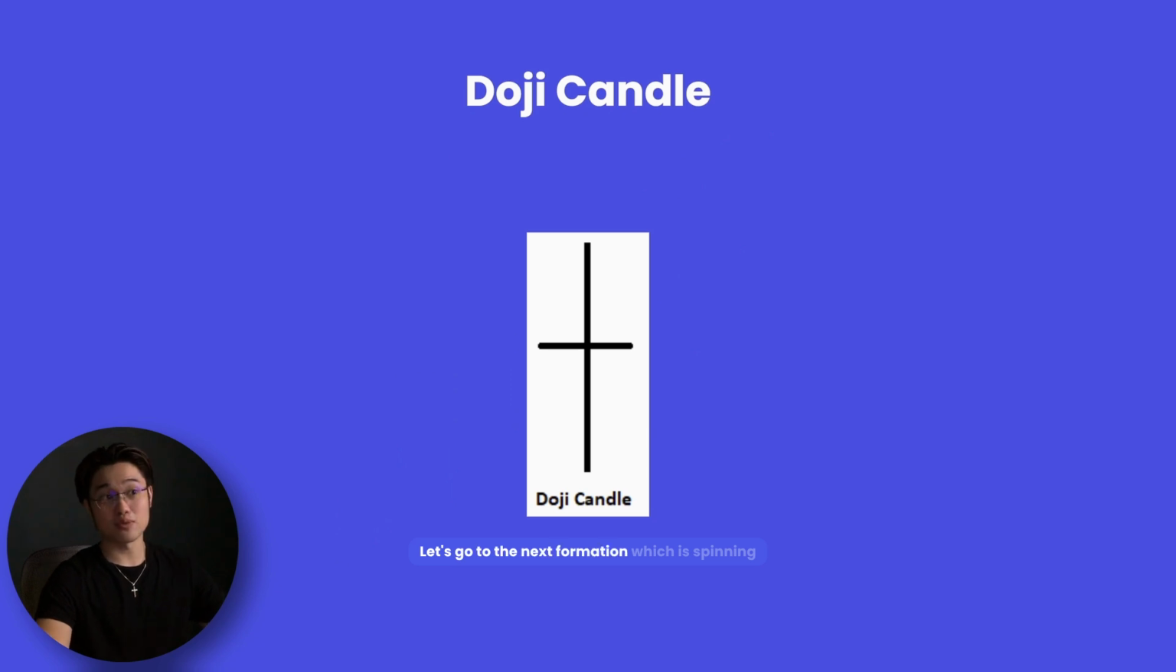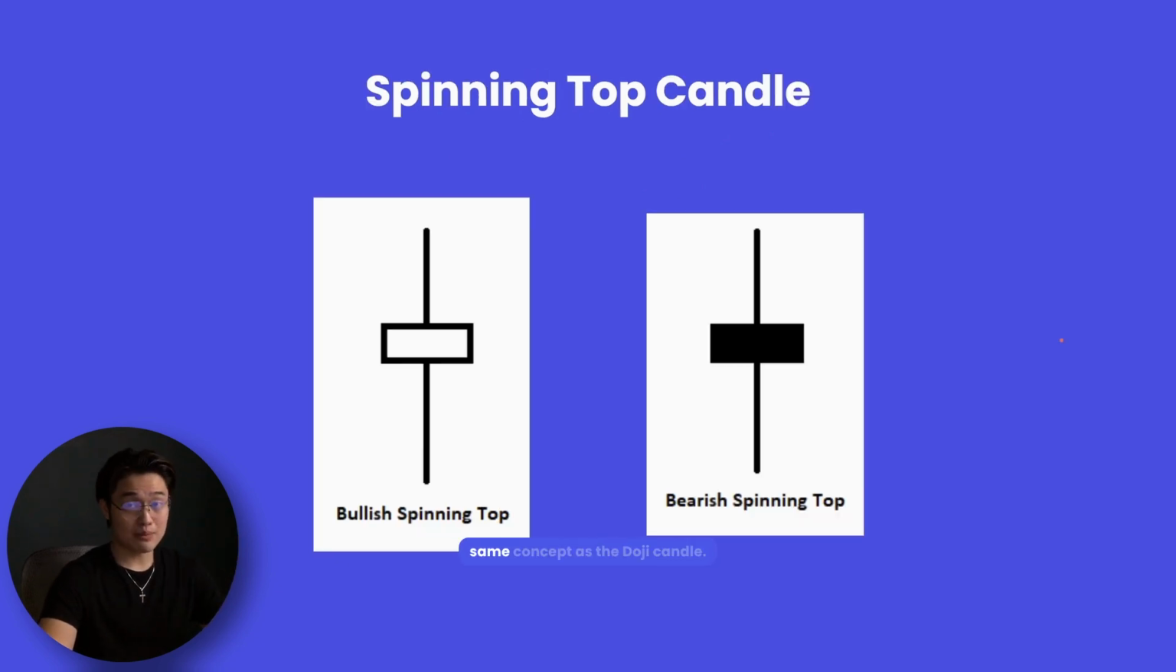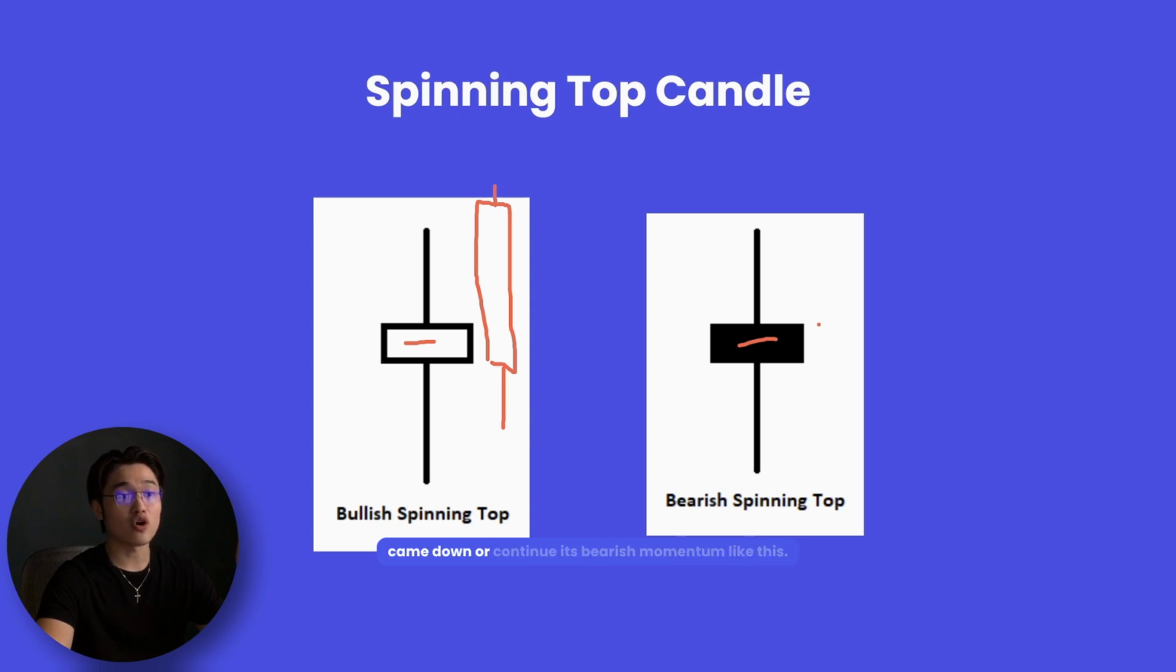Let's go to the next formation, which is the spinning top. It has the same concept as the doji candle, but there is an actual body here. This is the body here. It could be a continuation, because after the price stops or after the spinning top candle forms, for the bullish one, we are likely going to see the price continue its bullish momentum like this. It's the same on the bearish side: after a bearish spinning top happens, the price will likely come down or continue its bearish momentum like this. So it should be clear now.